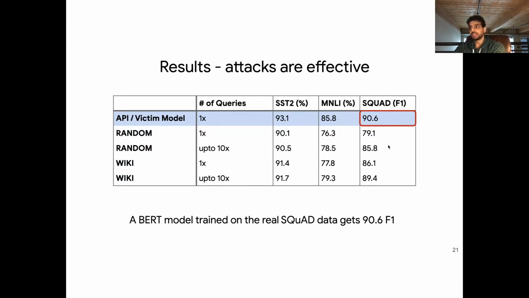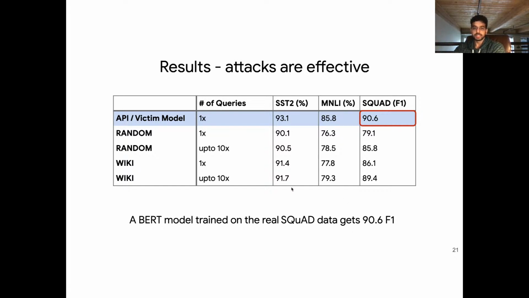We didn't try any more than that, but we assume that as you add more and more, you can close the gap further. The strategy of just sampling a random Wikipedia sentence, and if you do it with 1,000,000 random Wikipedia sentences, you get very, very close to the performance of the victim model without having seen a single legitimate instance of a question passage pair.